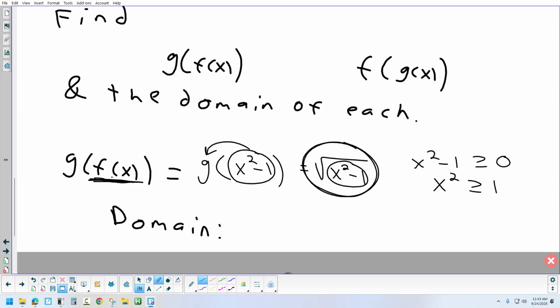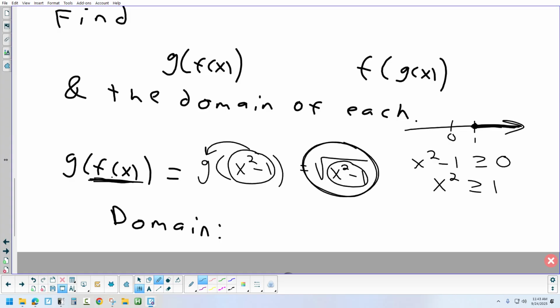Anybody know what kind of numbers can we square that come out 1 or higher? Yeah? Over, right? 1 is over. Yeah, that's part of it. If you want to think of it as like a picture, you could square anything that's 1 or higher. And what else?